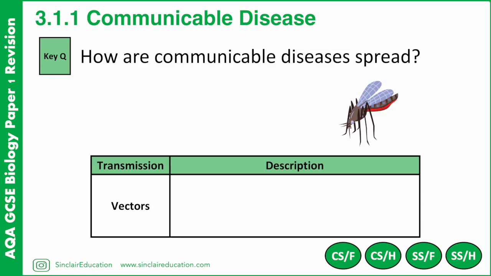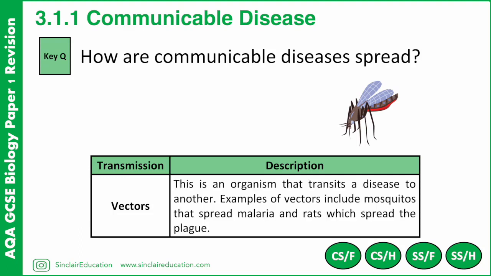We also have transmission by vectors, which is a bit of a strange term, more unfamiliar to students, but it does come up on both paper 1 and paper 2 when you look at genetic engineering. But for now, for your paper 1 content, a vector, in this case, is an organism that will transmit a disease to another organism. So it's one organism that will spread a disease to something else.